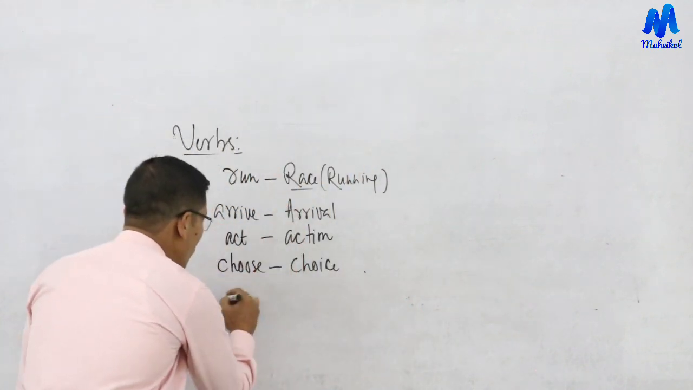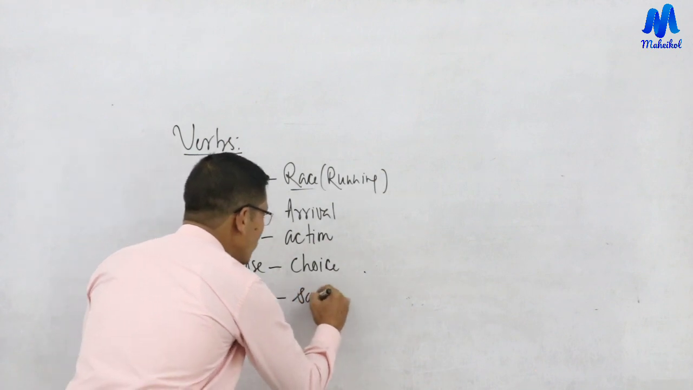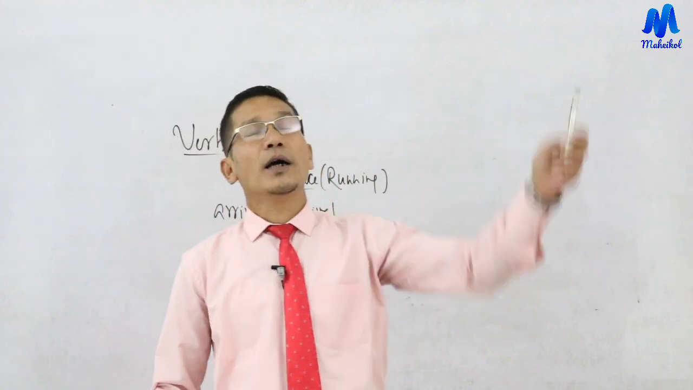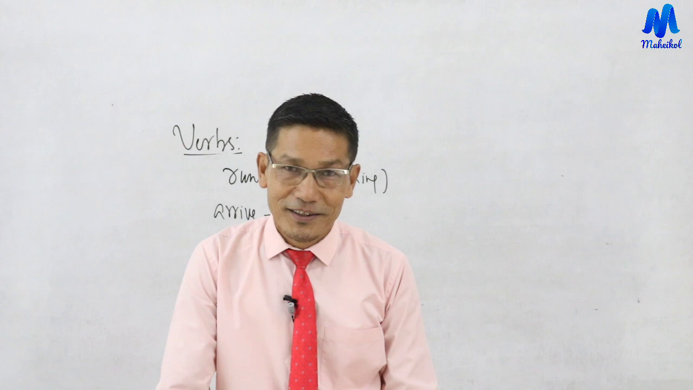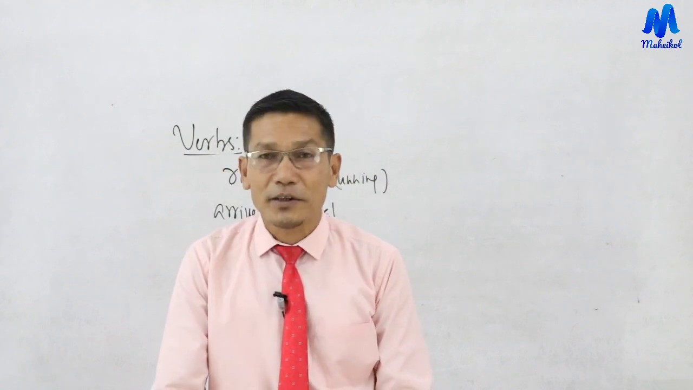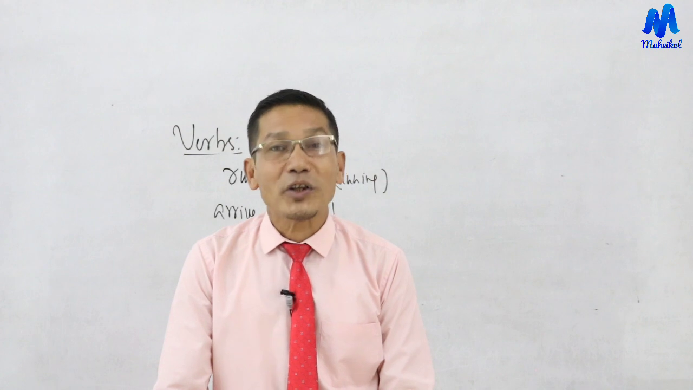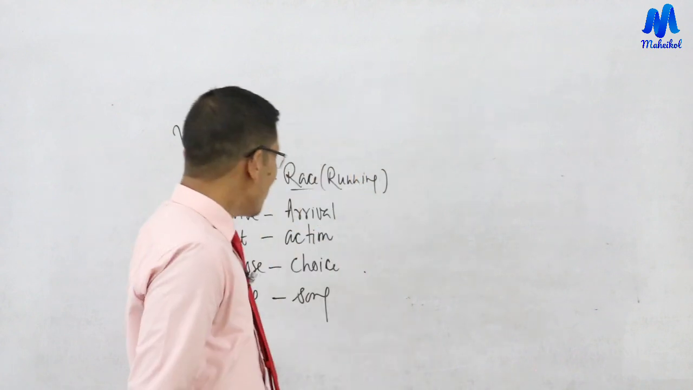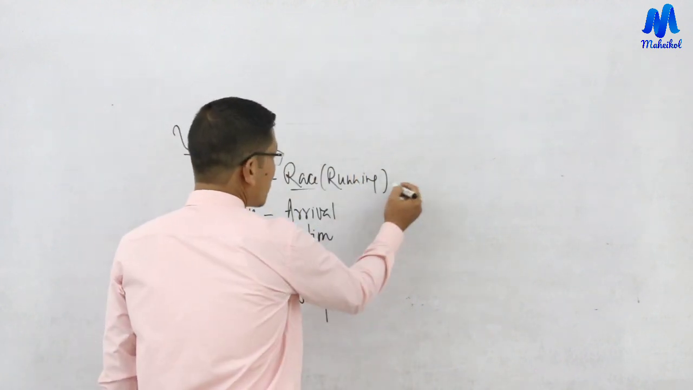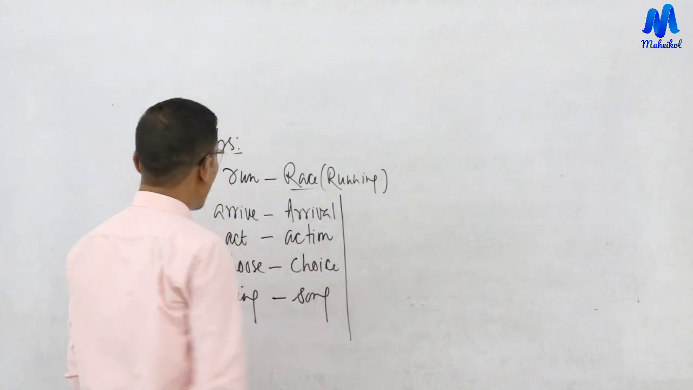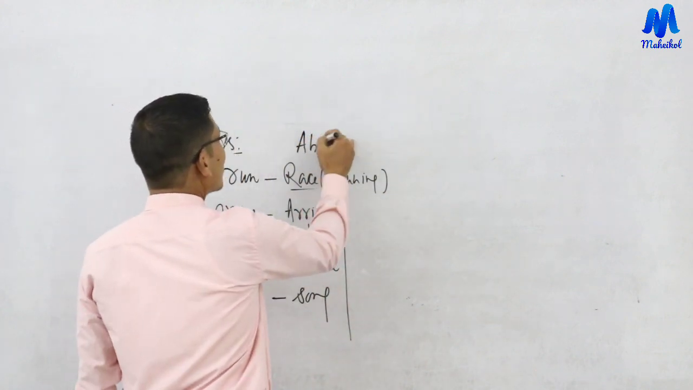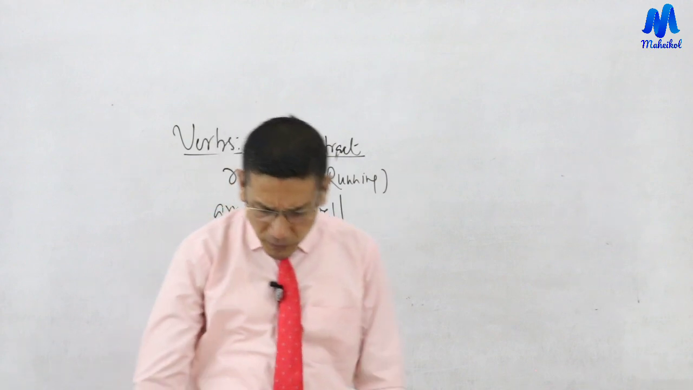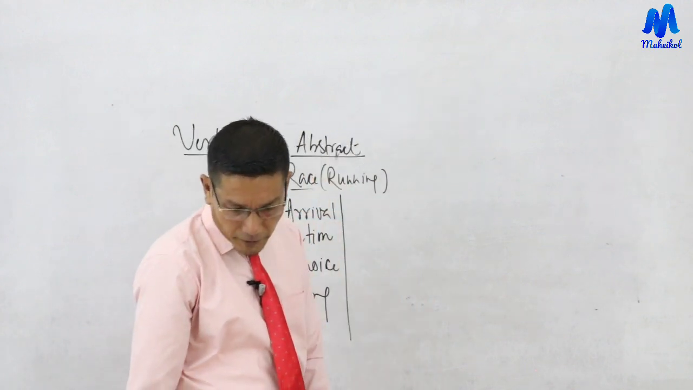The birds are singing in the wood. The song of the bird is very melodious. Sing is a verb, and song is an abstract noun formed from it. From verbs we get abstract nouns. Now a few more examples.